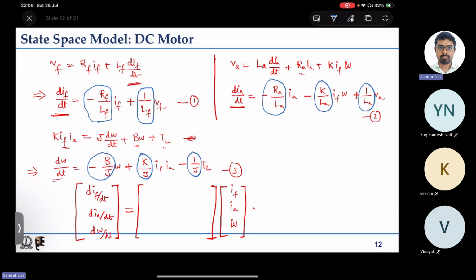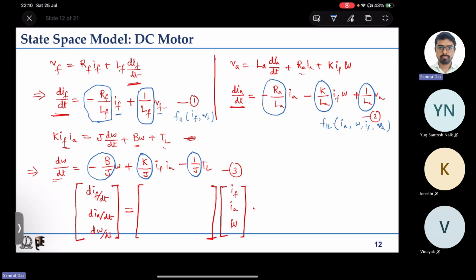So the first equation, you can see that if is one state variable, vf is one input. So definitely it is possible for us to write it as some function f11 of if and vf. For the second case, say f12, this is a function of the states ia and omega as well as if, and the input va. So this can be written in this form.